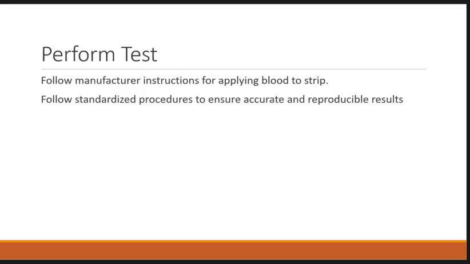When performing the test, it must be performed according to manufacturer's instructions and institutional policies. The blood specimen should be applied to the test strip exactly as directed by the manufacturer's instructions and institutional procedures. Following the standardized procedures helps ensure accurate and reproducible results while maintaining compliance with regulatory requirements. And what they mean by reproducible is we could perform a blood glucose test in each of the 10 fingers, which you would never do because some of those are improper sites, and you would get within plus or minus acceptable range the same results.